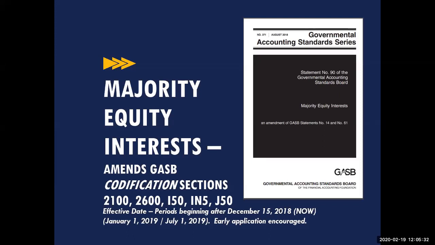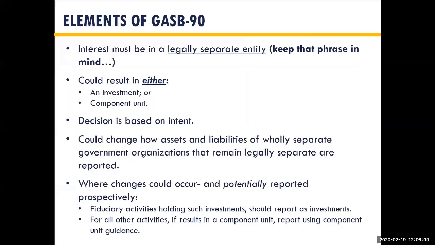If there is a majority equity interest that needs to be reported, a change in reporting entity may result, which would trigger a beginning balance adjustment. For December 31st, 2019 entities, that means January 1st, except for comparative financial statements, when the restatement would go back another year, unless it is not practicable to do so. But in many cases, the information may be reasonably available to restate properly. In certain circumstances in GASB 90, though, the implementation is prospective.